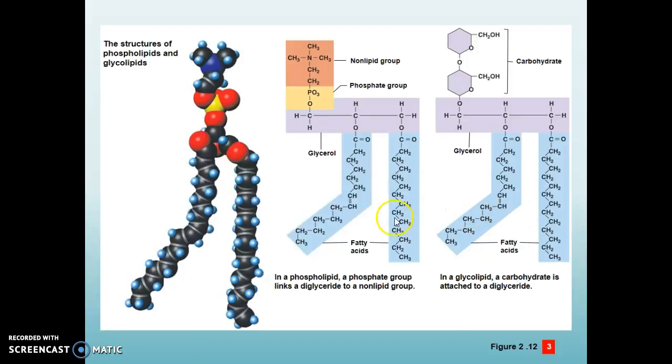Here's another fat, the phospholipid. Because it's called a phospholipid, it contains a phosphate group. The phosphate group is bound to 2 fatty acids, and it is a structural component of our cell membranes. The glycolipid is a little different in that it has a carbohydrate attached to the fatty acids, and this is found on the outside of our cells, in the membrane, but on the outside of the cell, and often is used for cell recognition.